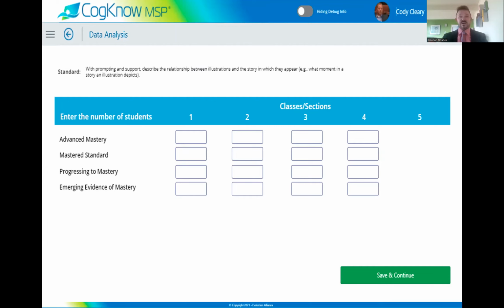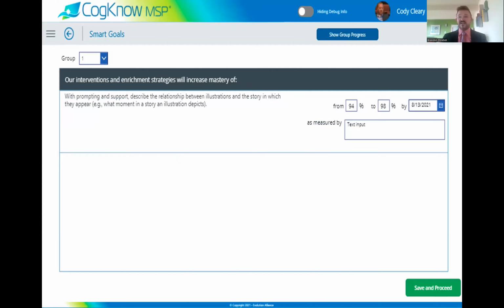categories? And what Cogno is gonna do is it's gonna create a SMART goal for every class. So it takes the baseline of however many students are proficient or above. There's that 94%. And it looks like 4% of students were close to proficient or far to go. And so that's how it's setting the SMART goal for them.